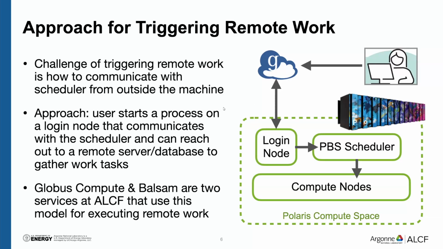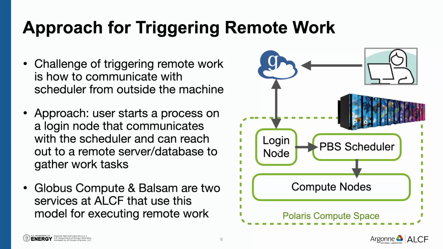A user will send tasks to a remote service like Globus, or it could be the Balsam server as well. And then you have a process running on the login node that will reach out to that service and pull those tasks down. And it will look at the tasks that it receives and decide how to run them.